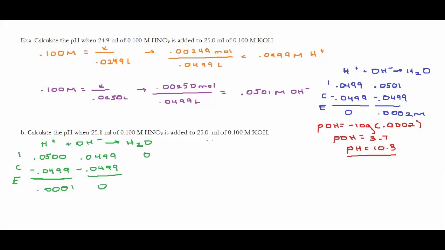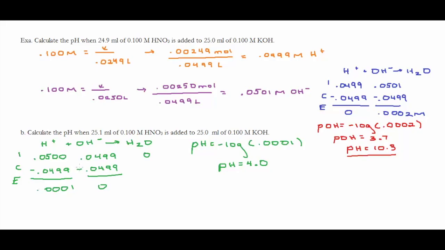And so what I get for my pH, it's just going to be the negative log of my concentration of 0.0001. And so here I get 4.0, and that's my pH. So notice here I ran out of hydrogen ions, here I ended up running out of OH, and so you just use those concentrations in order to determine the pH of each solution.